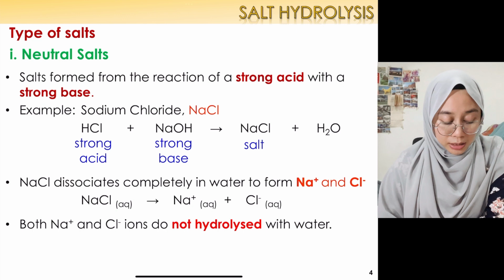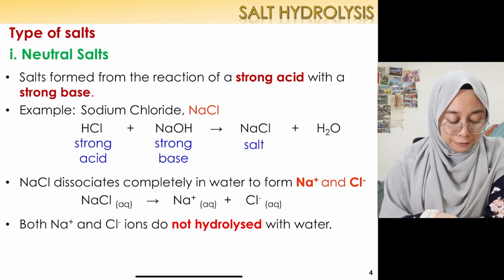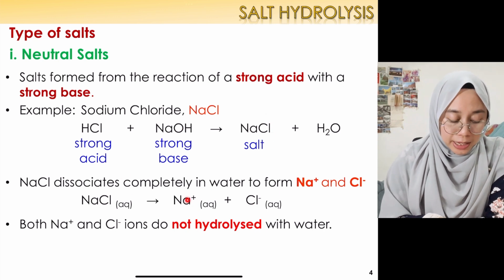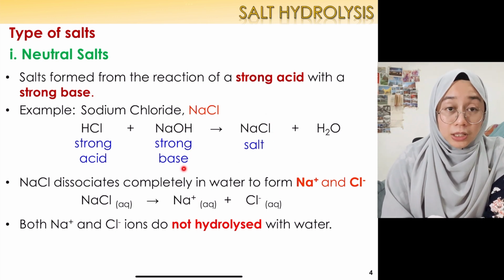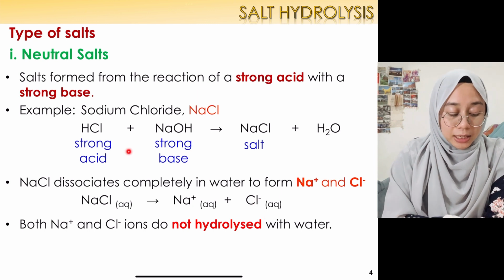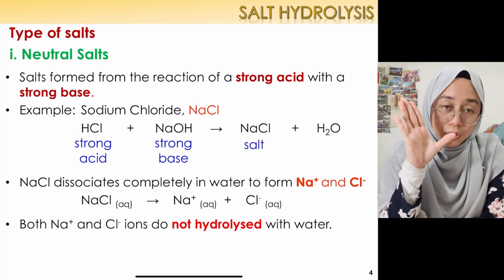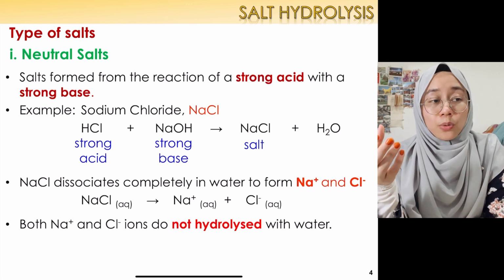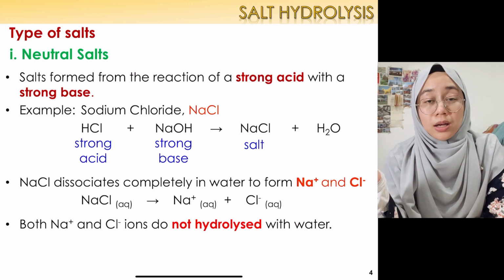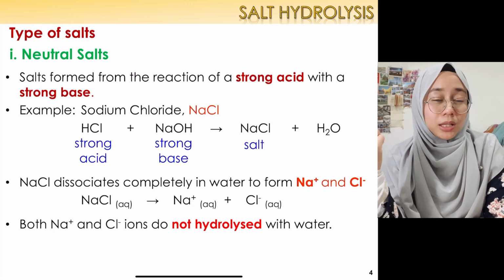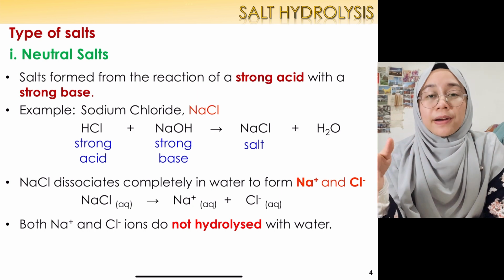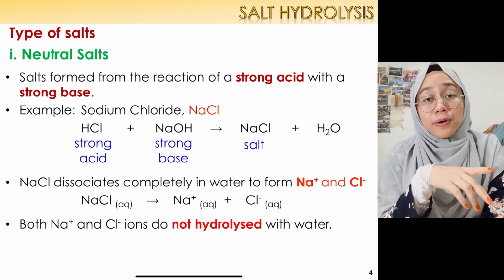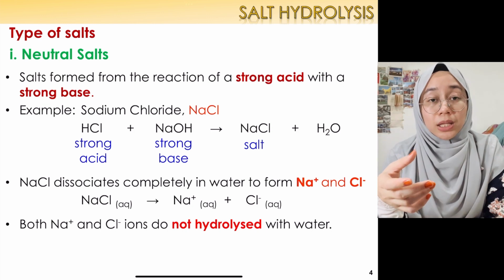Okay, so this is because bila kita form this salt here. Okay, so Na dia datang daripada NaOH kan, so dia datang daripada a strong base. Meanwhile Cl minus pula dia datang daripada a strong acid. So somehow strong acid dengan strong base bila dia react together, dia akan form a weak conjugated product. So bila kita form a weak conjugated product, so dia tak boleh nak react with water. Okay, so that's why Na plus Cl minus both cannot react with water, so they cannot hydrolyze with water.